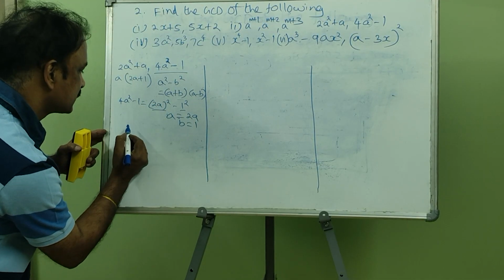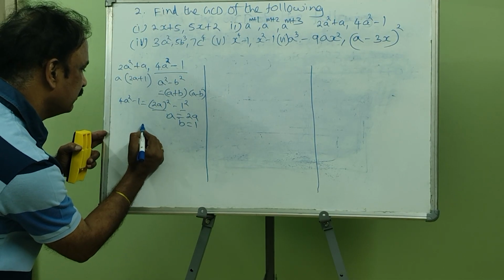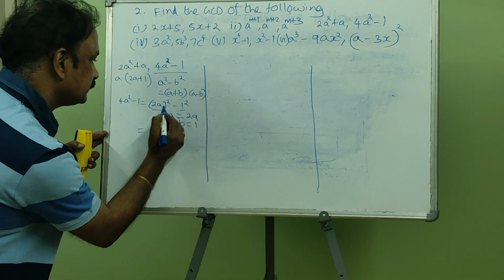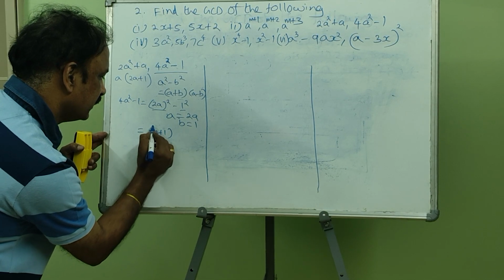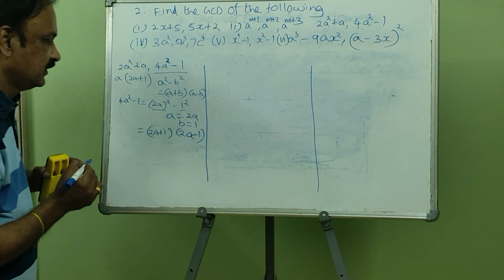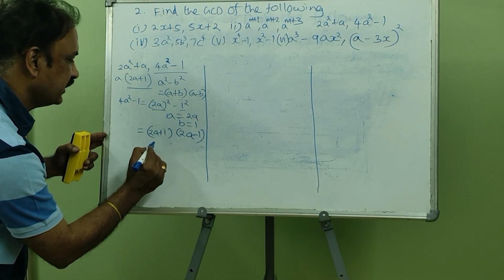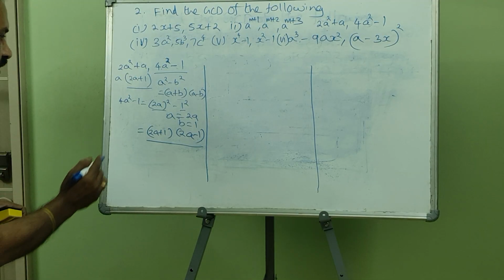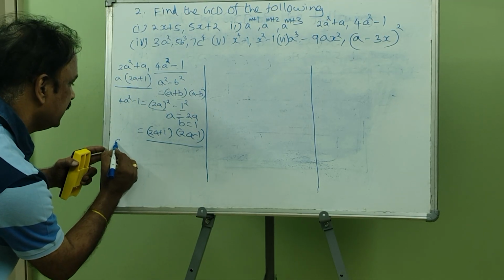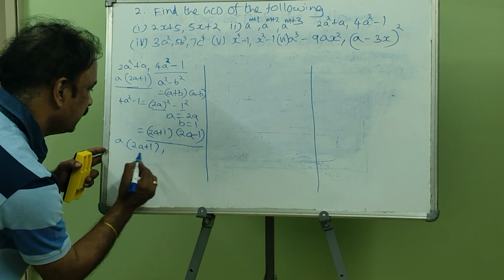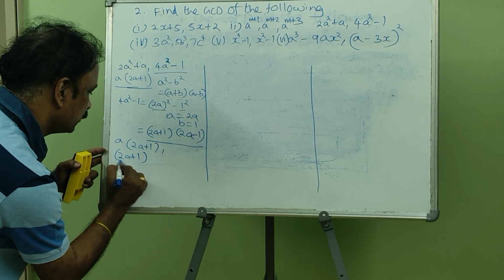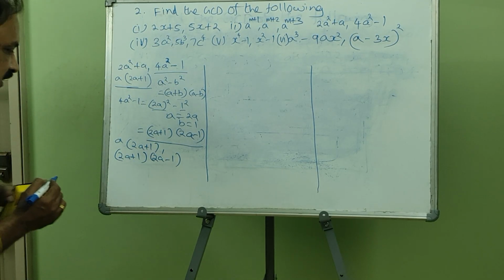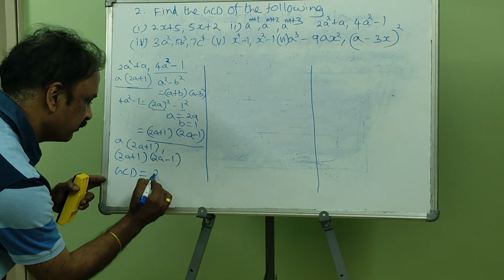Now 4a square becomes 2a plus 1 into 2a minus 1. Now here you have a into 2a plus 1, and here you have 2a plus 1 into 2a minus 1. What is common between these two? What is common between them? The common factor between them is 2a plus 1.